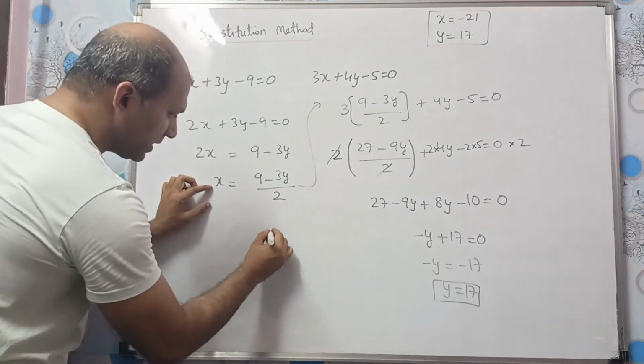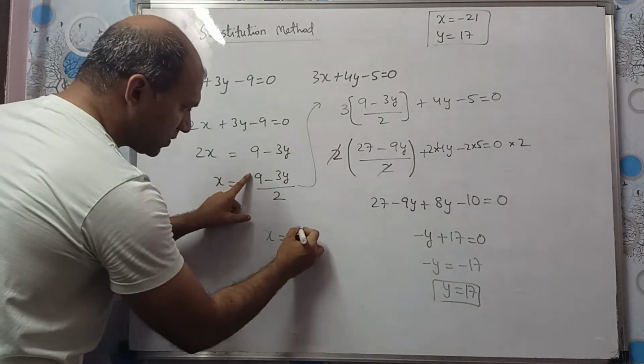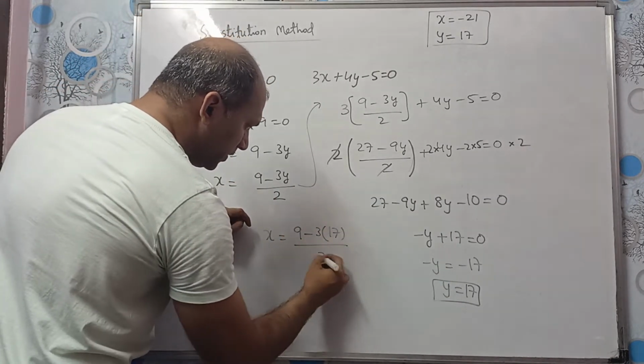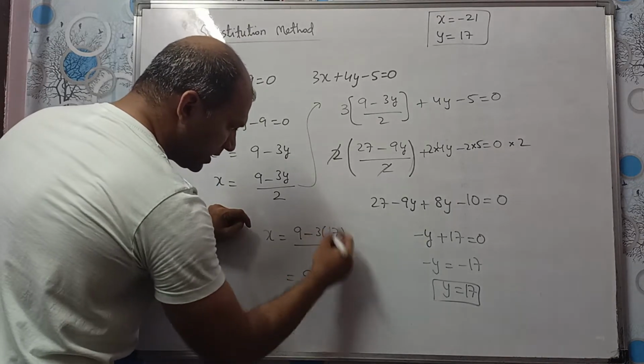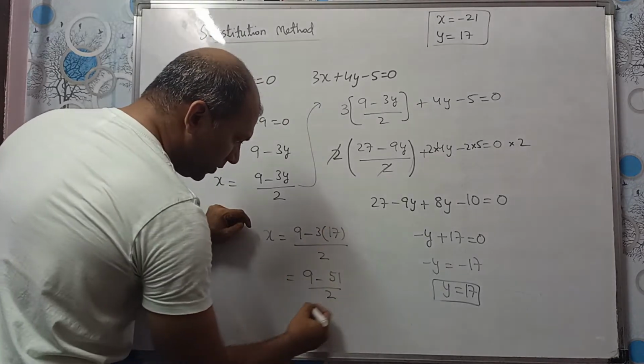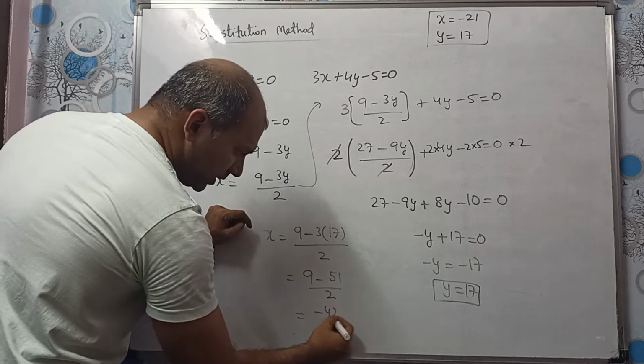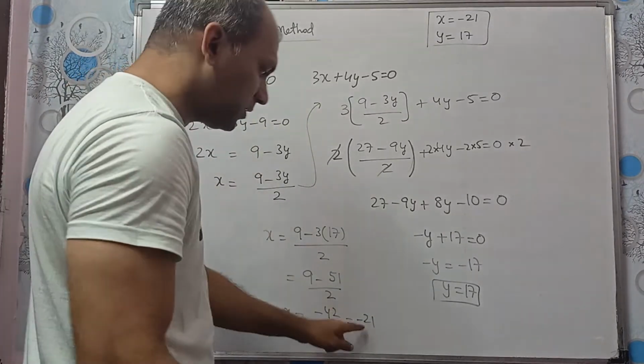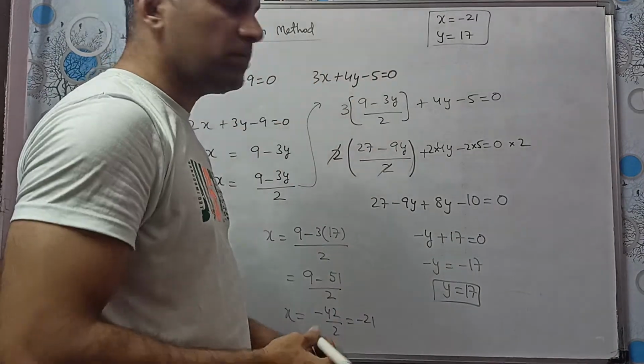What was the value of x? X was 9 minus 3y divided by 2. So 9 minus 3 into what is y? 17 divided by 2. So this will be 9 minus, this is 51 divided by 2. So this is minus 42 divided by 2, minus 21. So value of x is equal to how much? Minus 21. So we got the same answer. Okay.